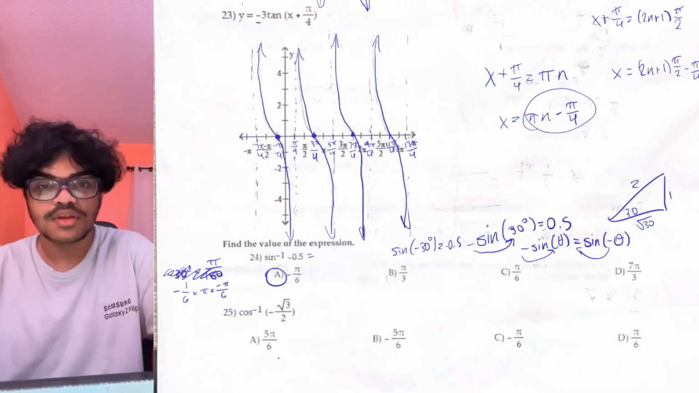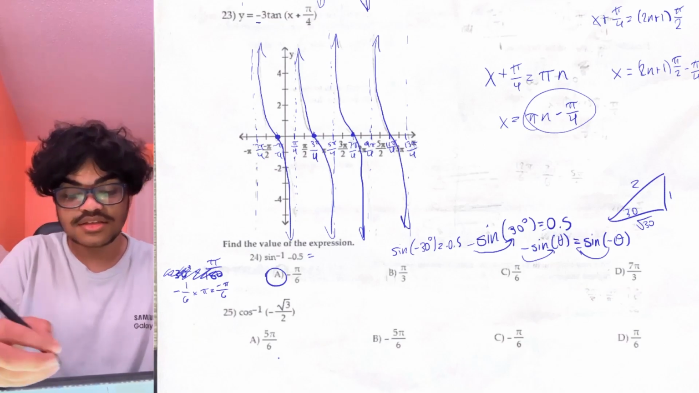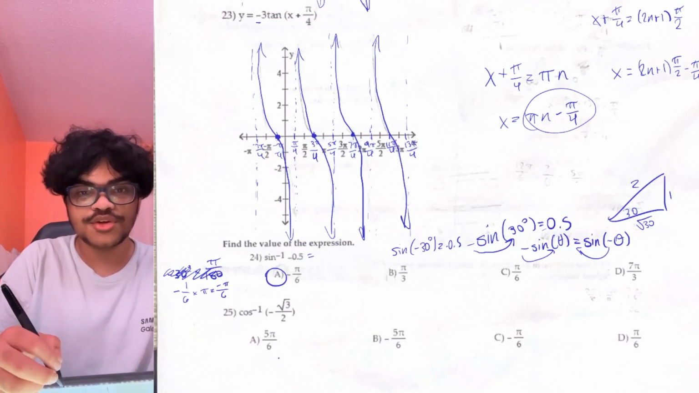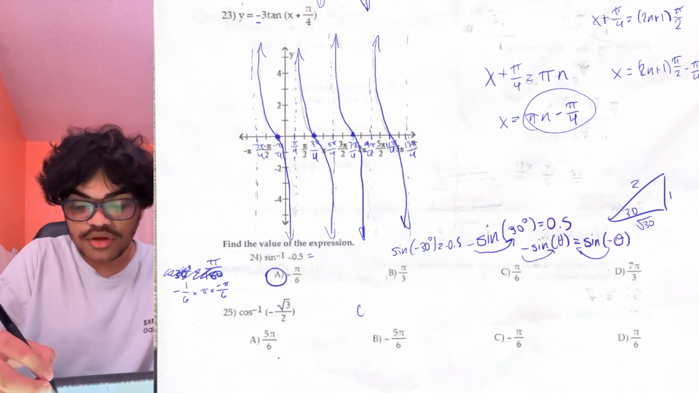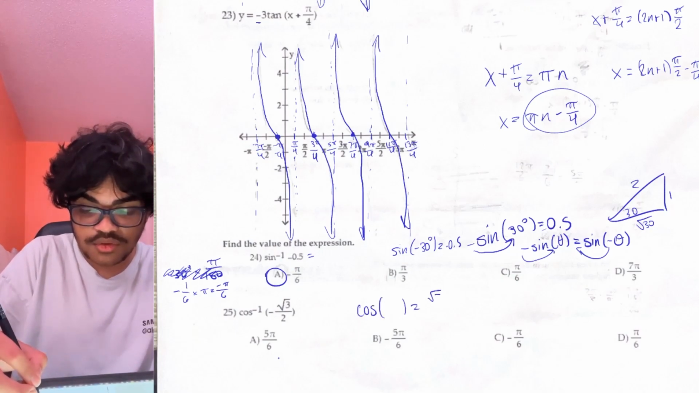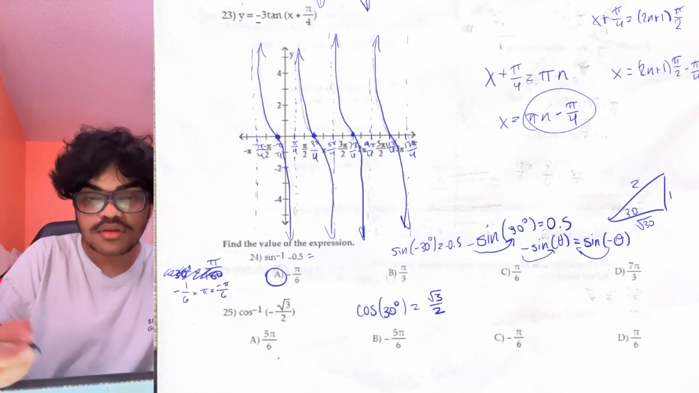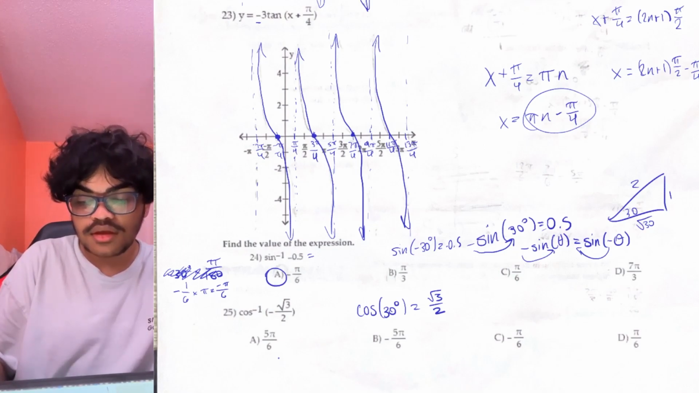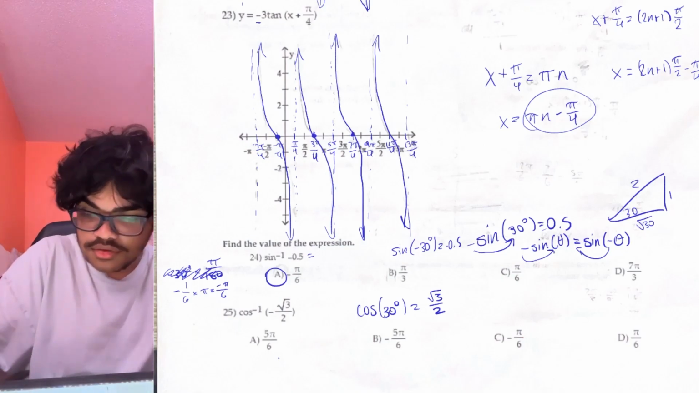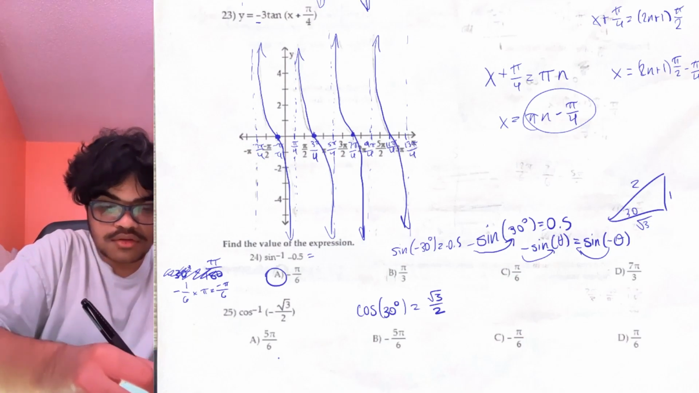Just remember that. Alright, our final question is inverse cosine of negative square root of 3 over 2. Now again, let's find out what cosine of what angle will just be the positive of that, square root of 3 over 2. Now we can see that it's going to be 30 degrees again, because if you look here, adjacent over hypotenuse, square root of 3 over 2.